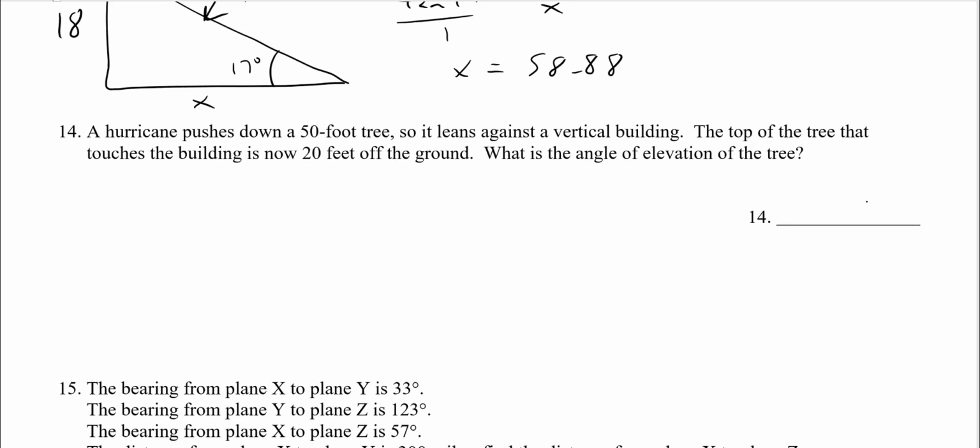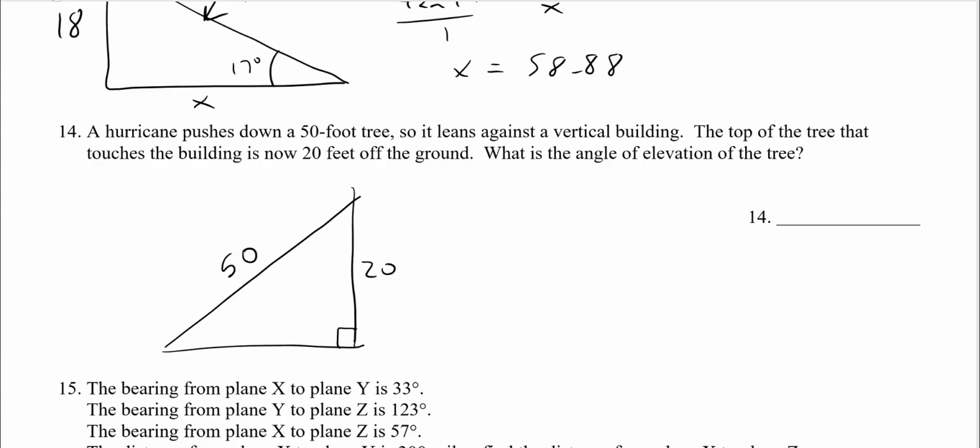Okay. A hurricane pushes down a 50-foot tree, so it leans against a vertical building. So this is what the thing's going to look like. Here's the tree. And it's just obviously drawing triangles here, right? So here's your vertical building. So a 50-foot tree leans against a vertical building. The top of the tree that touches the building is now 20 feet off the ground. So this is 20 feet. It says, what is the angle of elevation of the tree? So this is your angle of elevation.